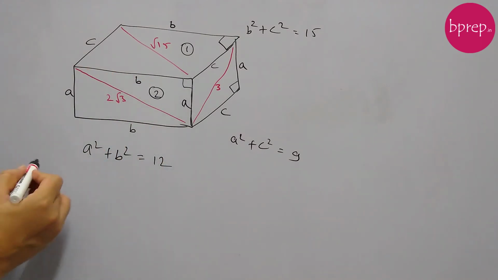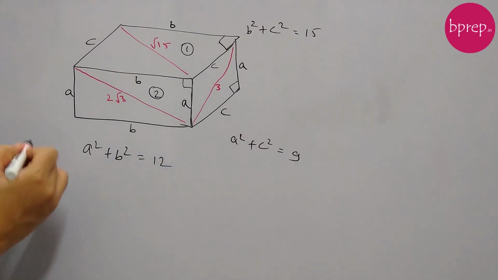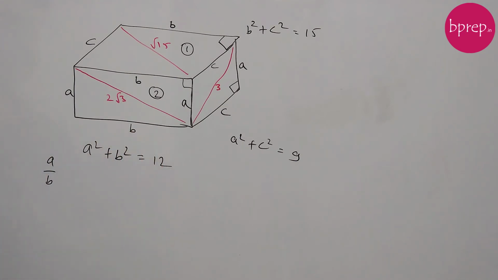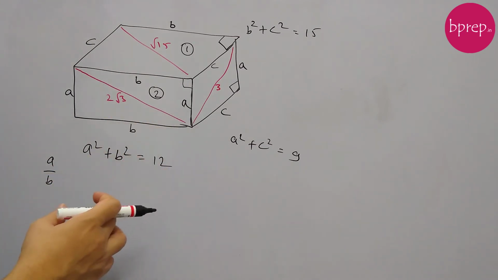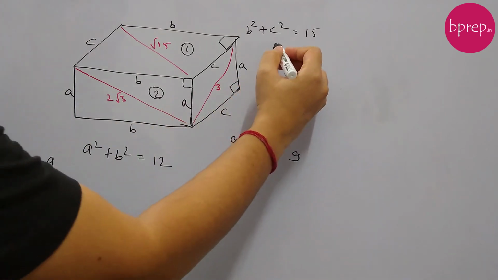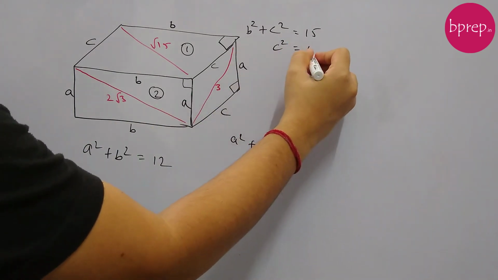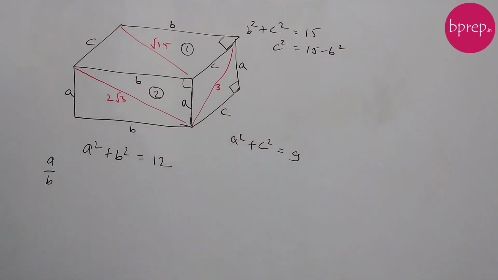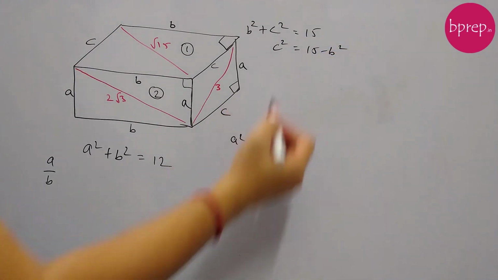Okay. So if you see, we have three unknowns A, B and C, and we have three equations. We need to find out A by B. So clearly we can get the values of A and B, and then we can determine A is to B. Okay. So we can eliminate C from one of the equations and put the value. So from here, if you see, c square will be 15 minus b square.